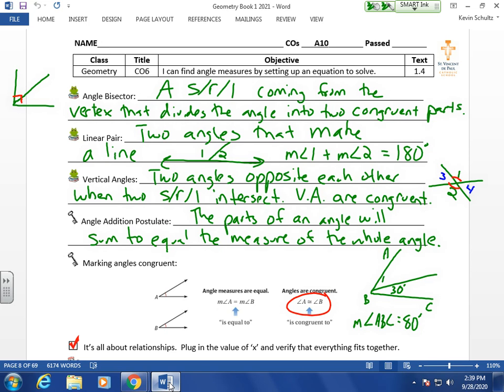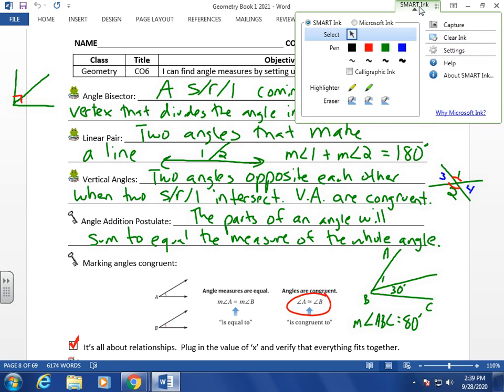Okay. Yes? 50. Okay, because 50 plus 30 equals 80. Right? So a similar thing that we saw with the segment addition postulate. All right. Questions on any of this so far?